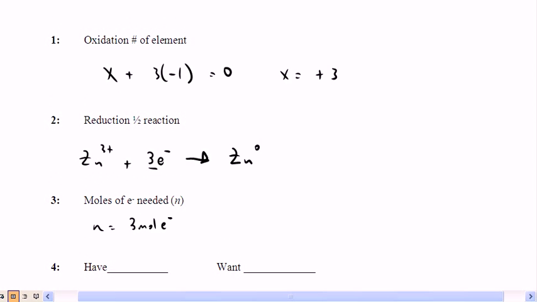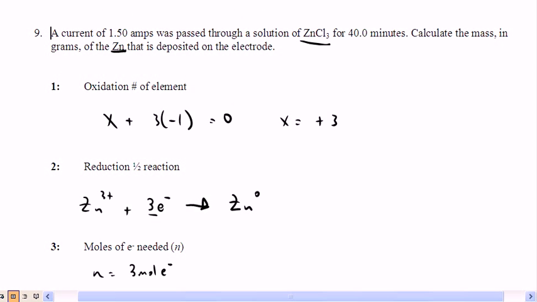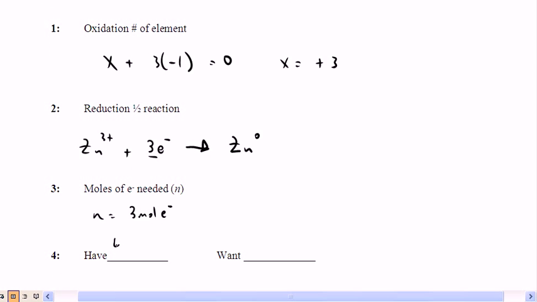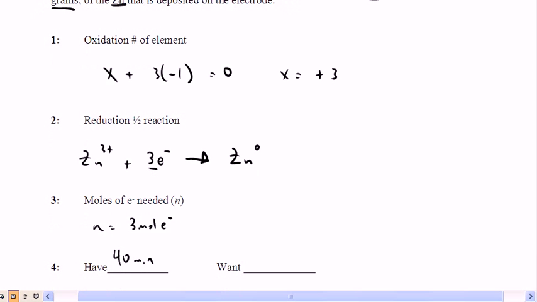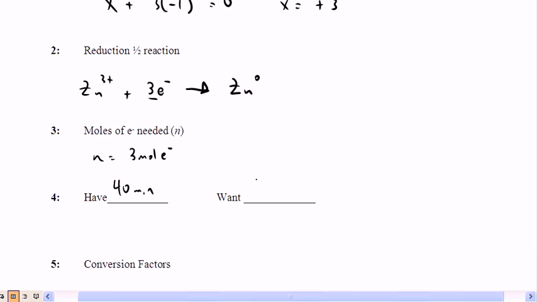What we have in this problem is going to be, we have 40 minutes. Okay, that's what we're starting with. And I believe what they're looking for is the mass of Zn that we can plate. Yes, grams of Zn. So that's how many grams of Zn.